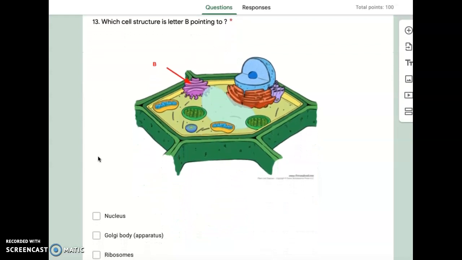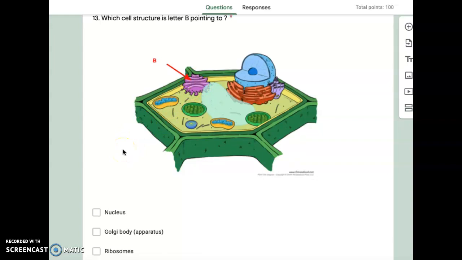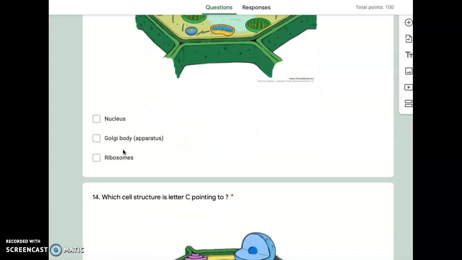Number 13. Which cell structure is letter B pointing to? So this purple. Nucleus, Golgi body apparatus, or ribosomes?